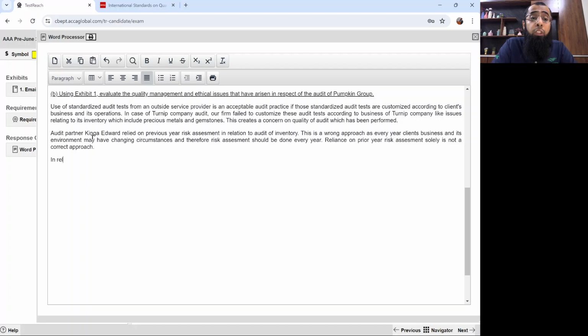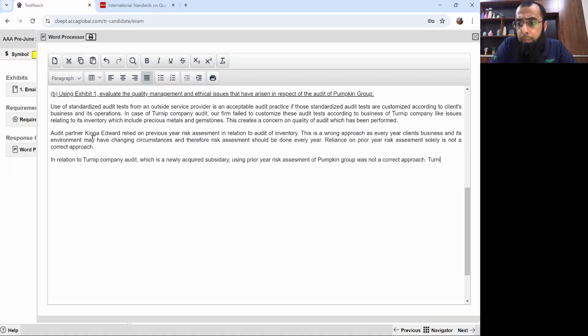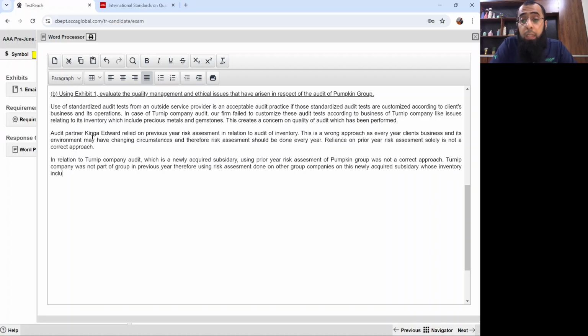Okay, then in relation to Turnip Company Audit, which is a newly acquired subsidiary, using prior year risk assessment of group structure, of Pumpkin Group, was not a correct approach. Okay, Turnip Company was not part of group in previous year. Therefore, using risk assessment done on other group companies on this newly acquired subsidiary whose inventory includes high value items is not a right approach.